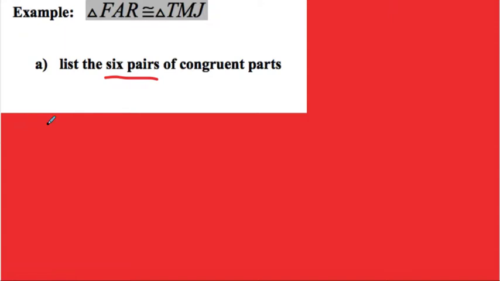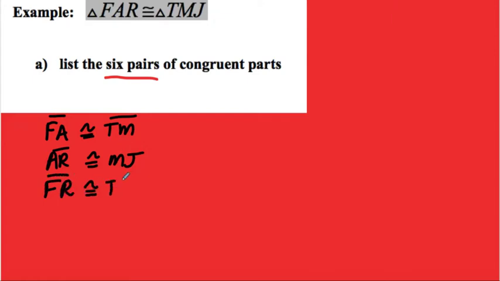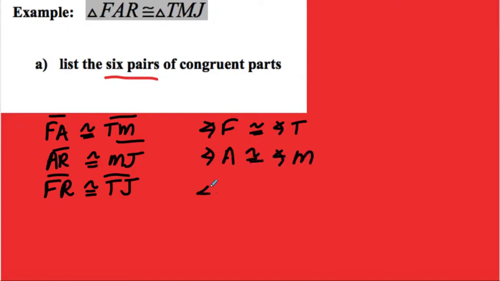All right, so you're back. So I'm hoping you have FA congruent to TM. You have AR congruent to MJ. You have FR congruent to TJ, and then you have angle F to angle T, you have angle A to angle M, and you have angle R to angle J. Okay, and hopefully you're seeing this is that correspondence matching up the vertices that we were talking about.